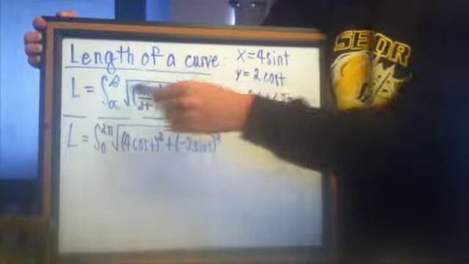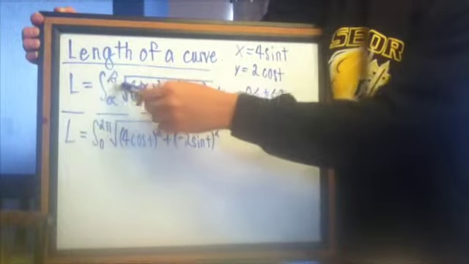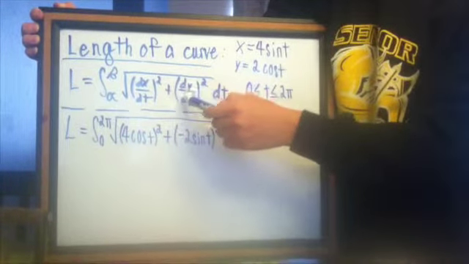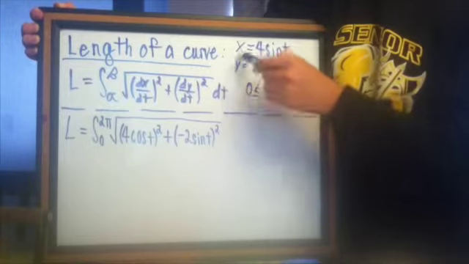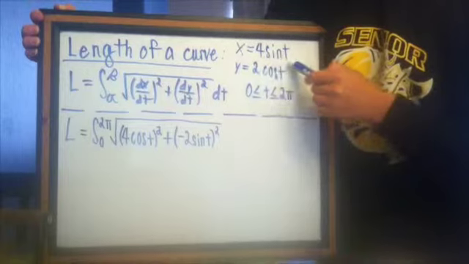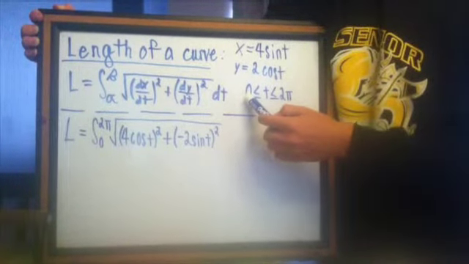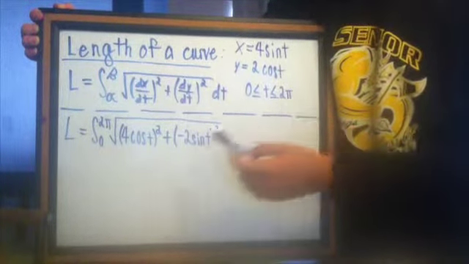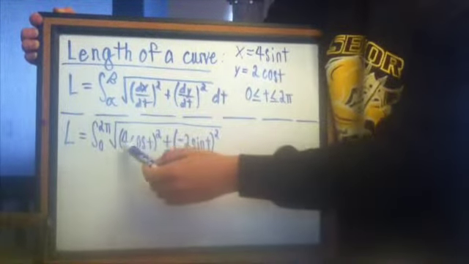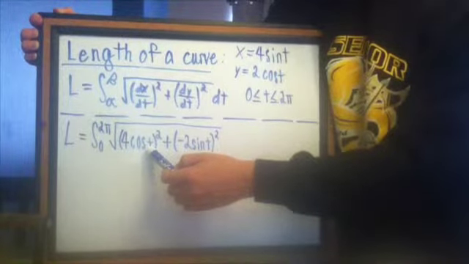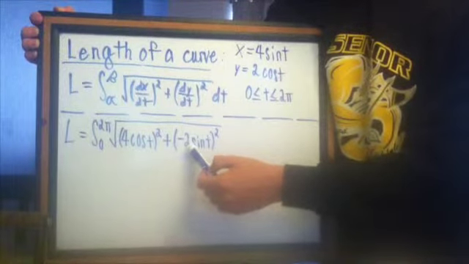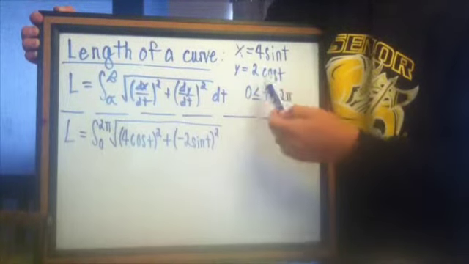To find the length of the curve, you set L equal to the integral from a to b of the square root of (dx/dt) squared plus (dy/dt) squared dt. If y equals 2 cosine t and x equals 4 sine t, and a equals 0 and b equals 2 pi, then L equals the integral from 0 to 2 pi of the square root of (4 cosine t) squared, as that is the derivative of x, plus (negative 2 sine t) squared, as that is the derivative of 2 cosine.